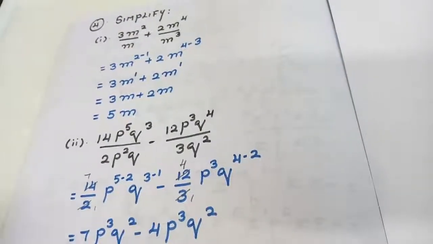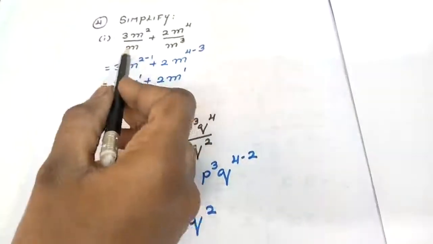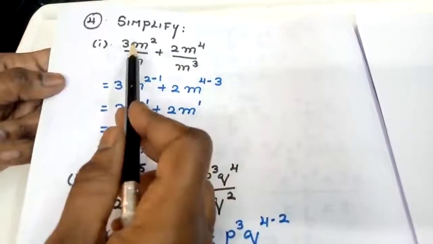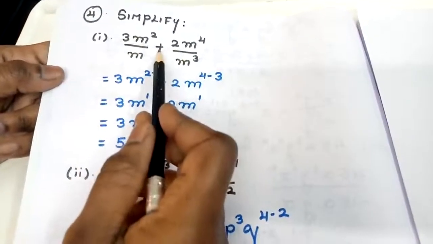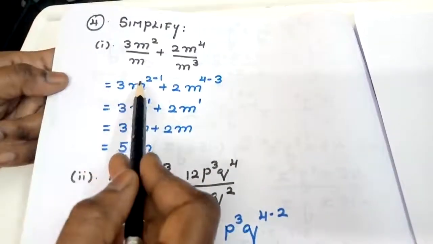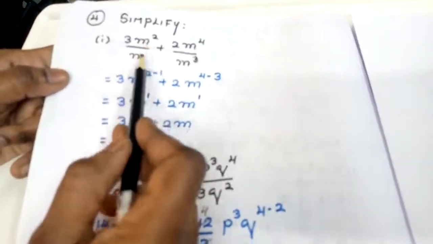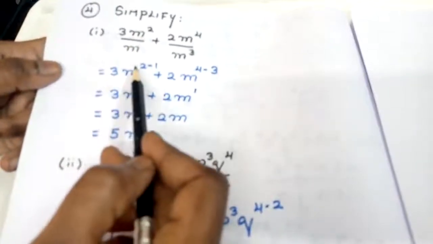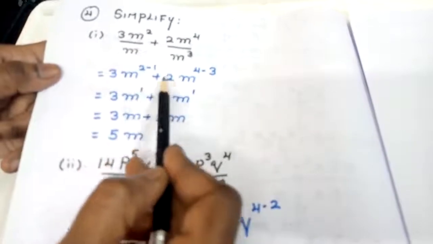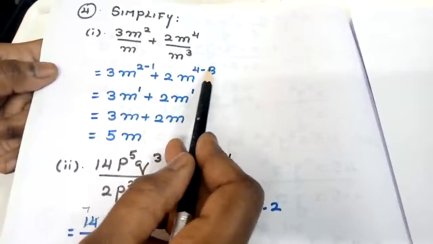Question number 4. They are asking you to simplify this particular value, students. This is the question given here, and between these two fractions I am having a plus. What I am doing here is, I am writing this 3 as it is, students. Both the values are same, m to the power 2 minus 1. So this is a way of writing, plus 2 m to the power 4 minus 3.